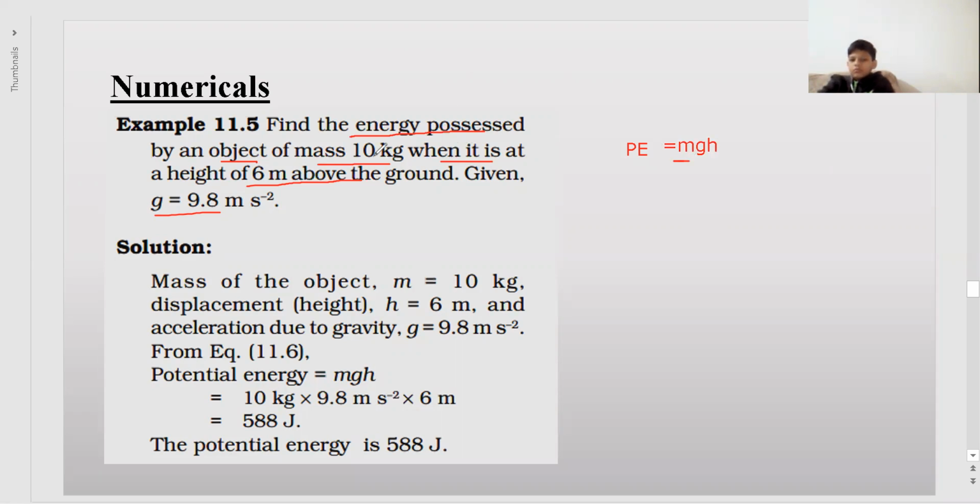Do we have the value of m? Yes, 10 kg. Do we have the value of g? Yes, it is 9.8 meter per second square. Do we have the value of h? Yes, it is 6 meter. So we just have to put the values in the formula, that is, potential energy equals mgh. Put the values and simply multiply; you will get the answer. You can do it later also. Understood? So it is very, very simple. Is this example clear to everyone? Yes, sir.